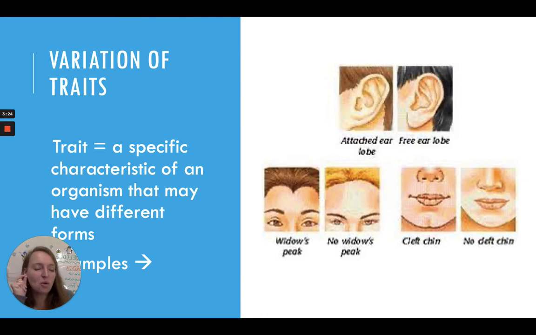And so we have this trait of earlobes, and they can be attached. So my earlobes are attached. Or they can be free, so not attached or kind of dangly. So this is the trait, earlobes, and it comes in different forms. We also have a trait here of widow's peak, so a point at the hairline. We can have individuals who have widow's peaks, or they don't. So there's variation. And then finally, cleft chins. So that's like a dimple in your chin. That's another example of a trait where we've got variation in the human population.